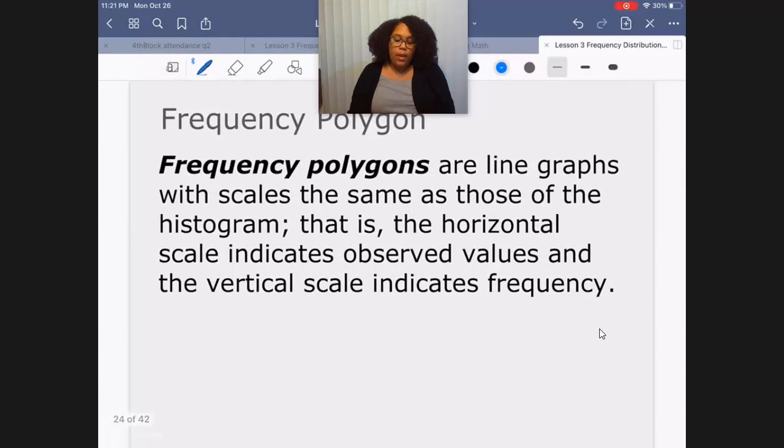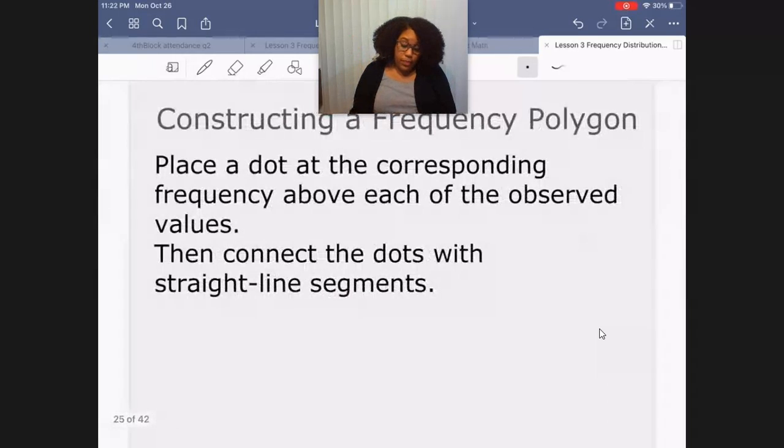Another type of graph that we can create is a frequency polygon. In our frequency polygon, what we do is very similar to our histogram, only instead of creating bars, we are going to use line graphs. We're still going to have the scales similar to what we had on the histogram. We're going to have our horizontal scale be the observed values, and our vertical scale will once again be frequency, or we could use relative frequency.